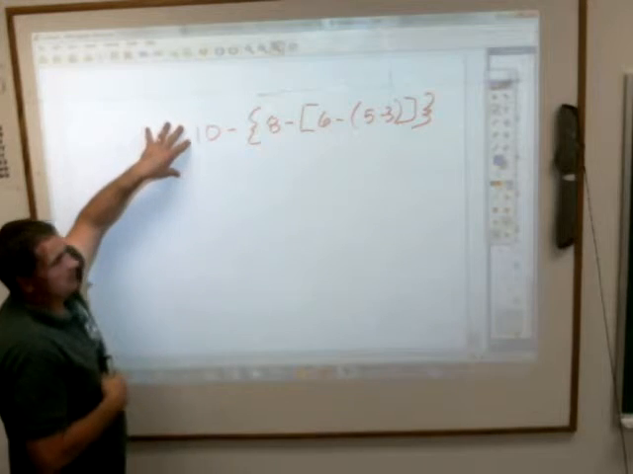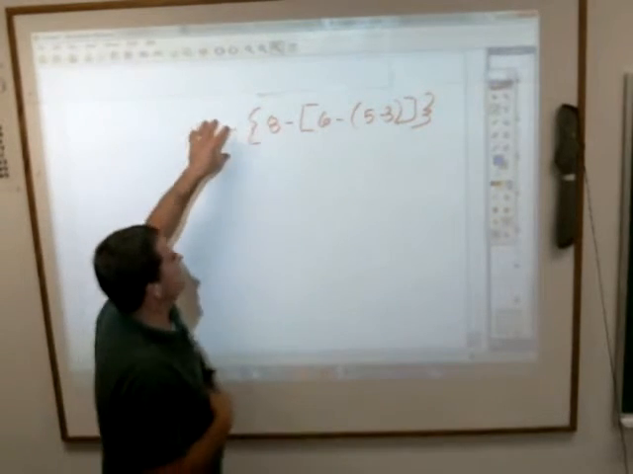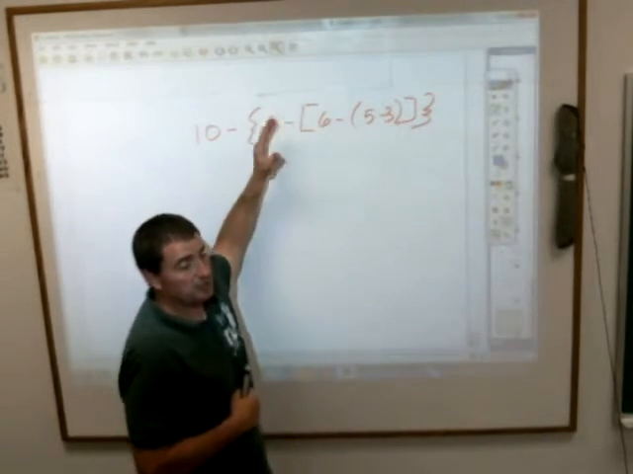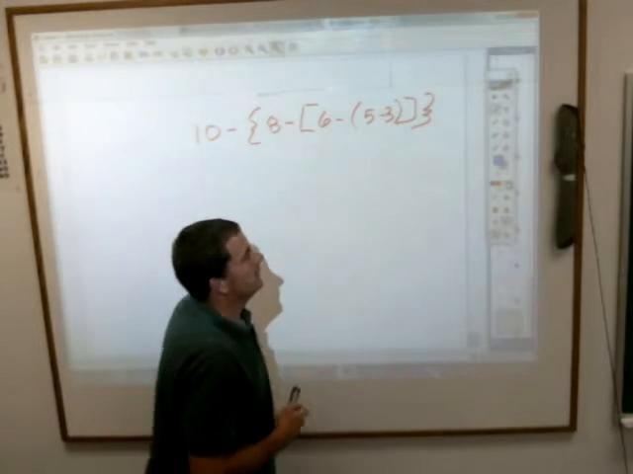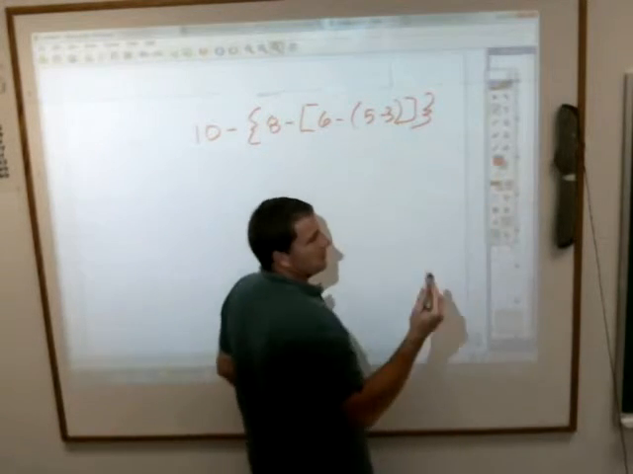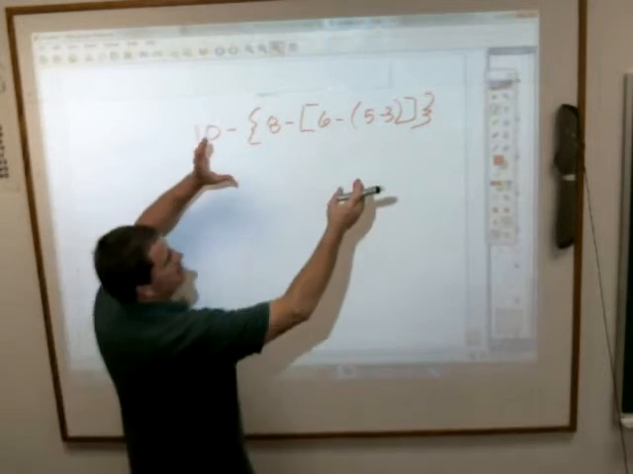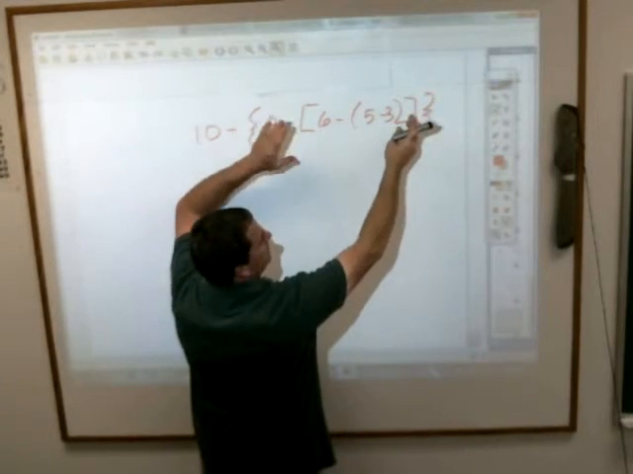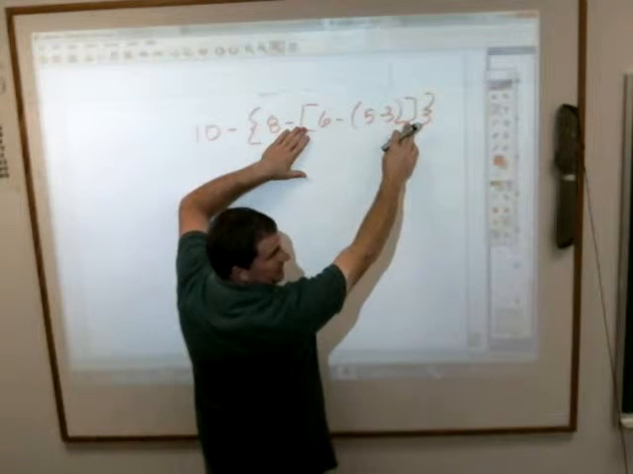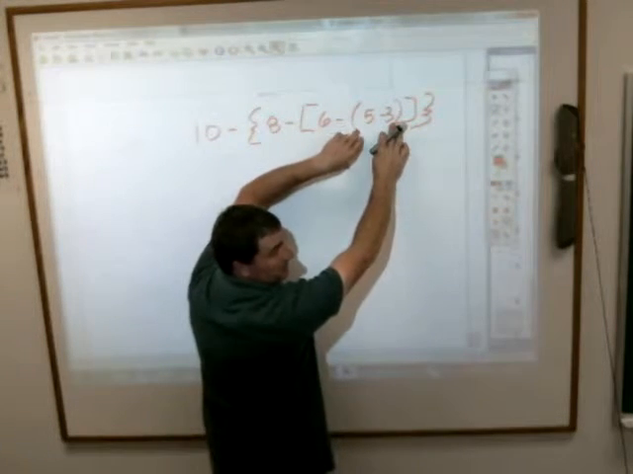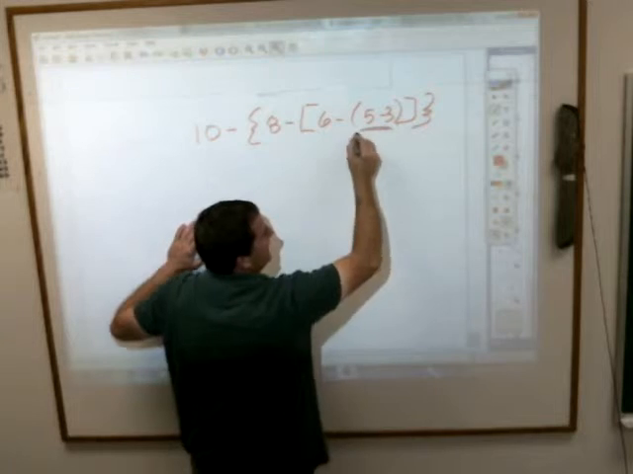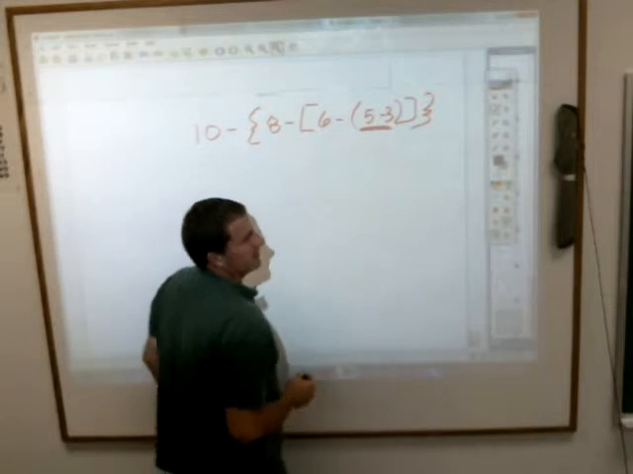Okay? The very last thing I'm going to do is take 10 minus whatever this is because of this grouping symbol. Now, inside of grouping symbols, you have to work order of operations inside of grouping symbols as well. So inside this grouping symbol, what do I have to do? The grouping symbol inside the grouping symbol. And then inside that grouping symbol, the very first thing I'm going to do is that inner grouping symbol right there.